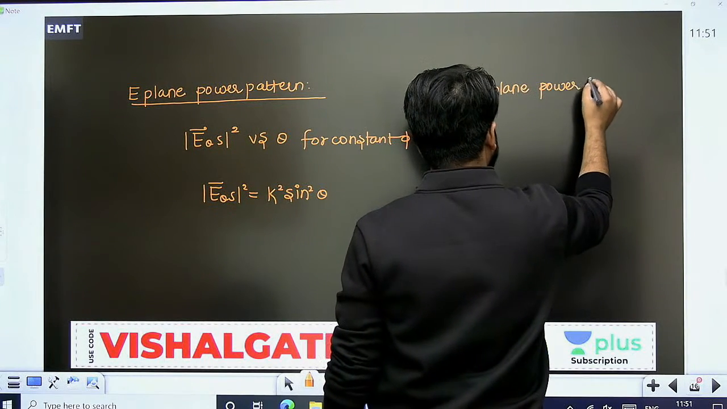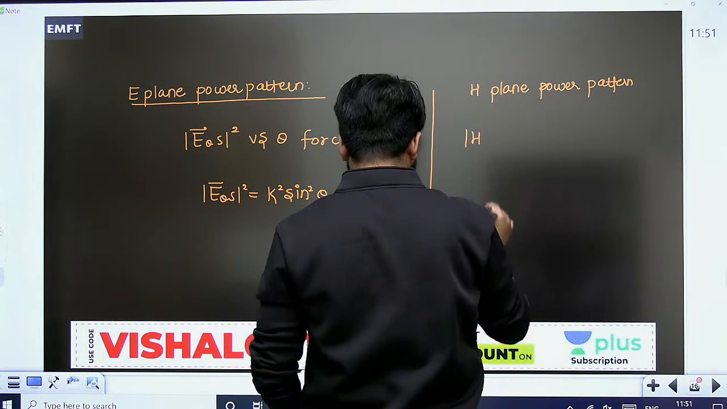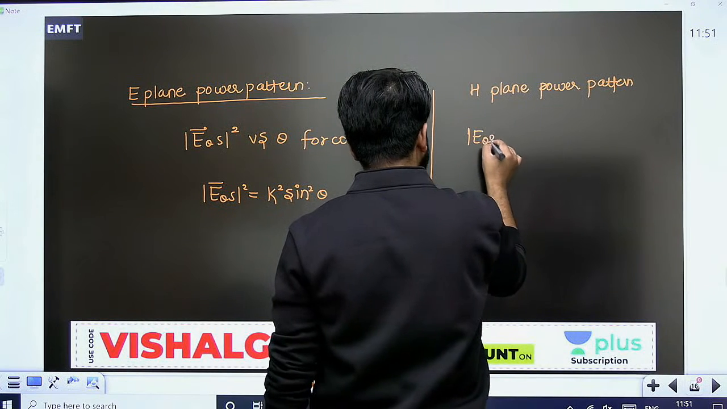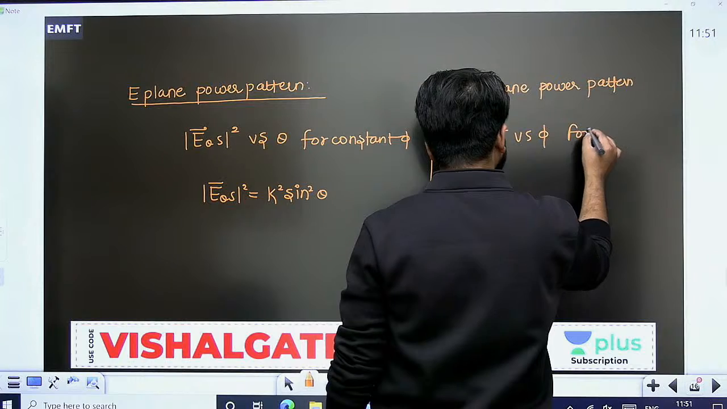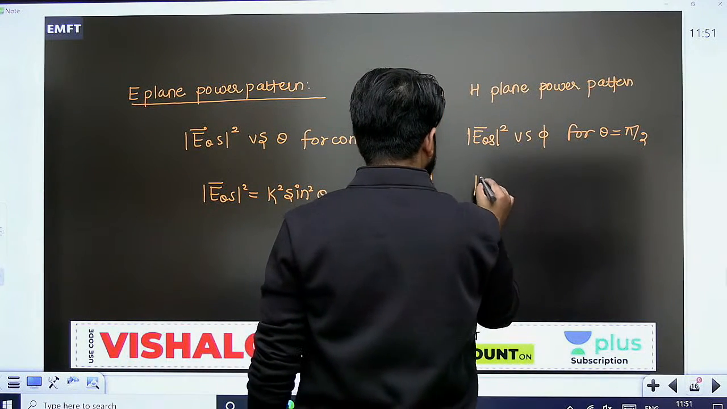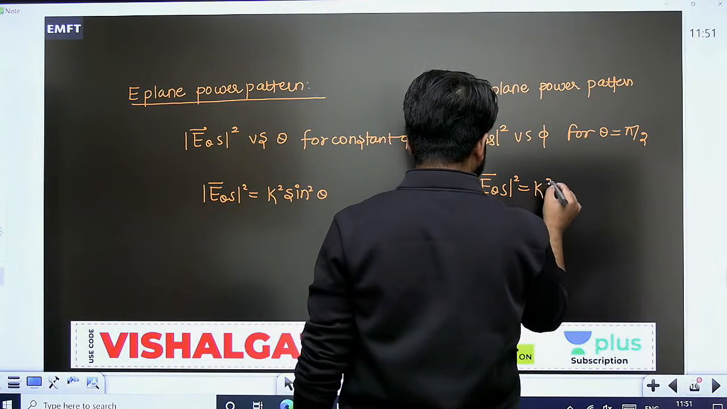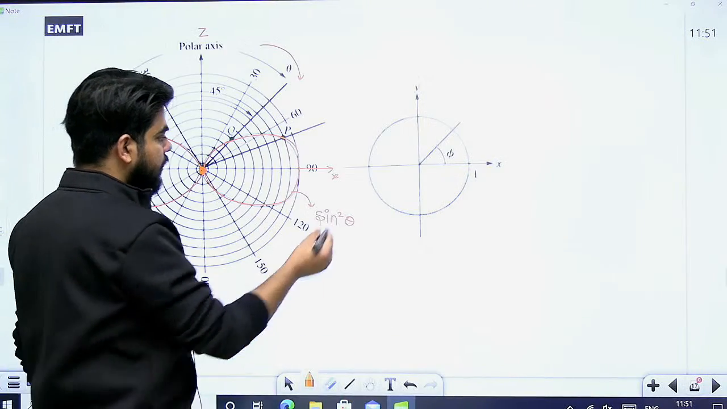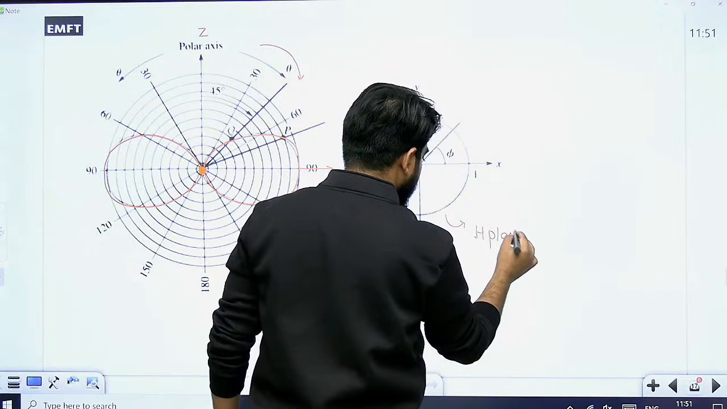So how does the H plane power pattern look? It becomes mod of E theta square versus phi for theta equal to pi by 2. Again, as soon as you put pi by 2, this becomes mod of E theta square equal to K square. Again this will become a circle. So again you can see the power pattern of the H plane is coming out to be a circle.